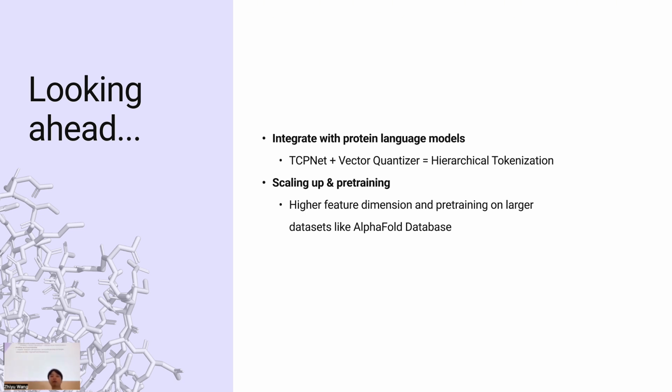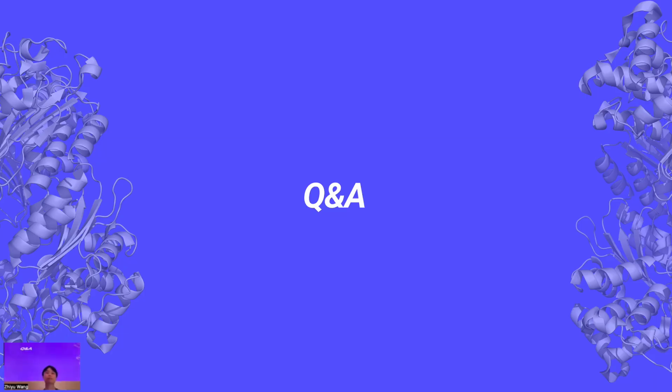Additionally, we can experiment more with the impact of scaling up and pre-training our TCP-net. Right now, what I have done is training it with just 10 million parameters directly on downstream tasks due to computational limitations. But according to existing work, we can expect around 5 to 15% improvement by scaling up and pre-training our model on a large data set like the AlphaFold database.